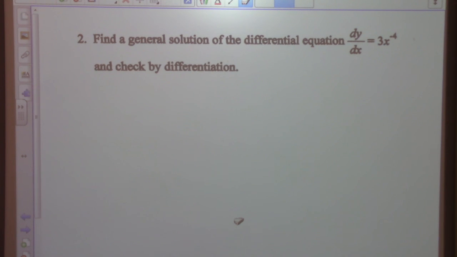I want to tell you a step, and I think Aaron is probably on the right track, but what you can do is you cross multiply the dx here. So you have dy is equal to 3x to the negative 4 dx. Alright, now I think I got it. Let me see what you have here. Is that right?